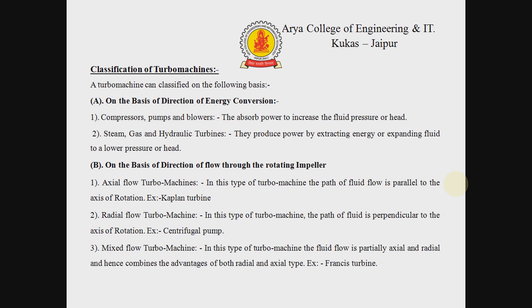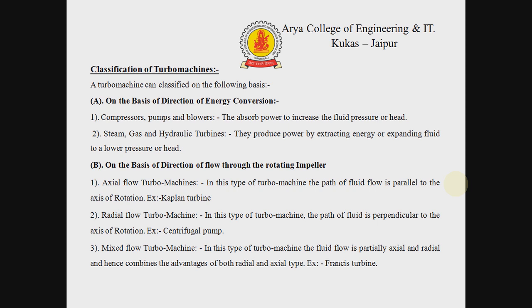Now we discuss the classification. A turbo machine can be classified on the following basis. First, on the basis of direction of energy. First, compressors, pumps and blowers. These absorb power to increase the fluid pressure or head. Second, steam, gas or hydraulic turbines. They produce power by extracting energy or expanding fluid to a lower pressure or head.